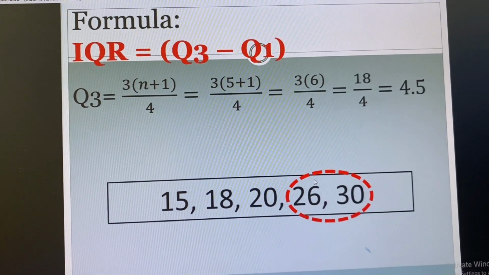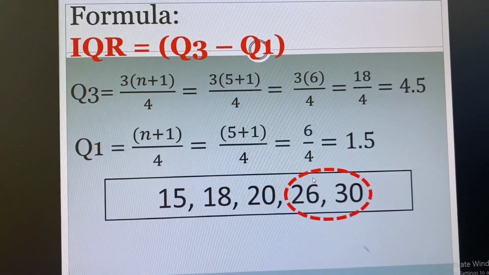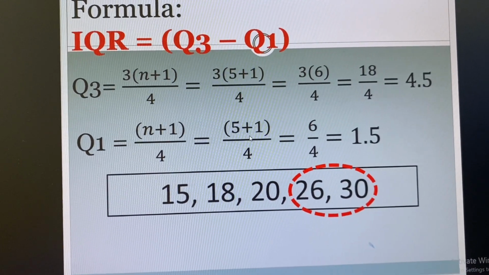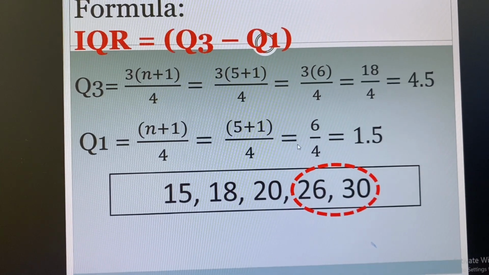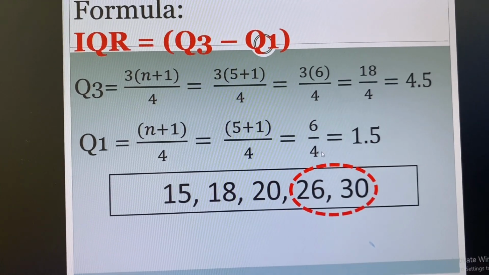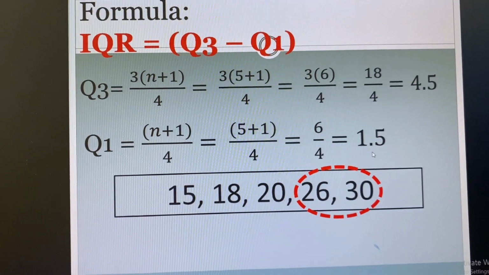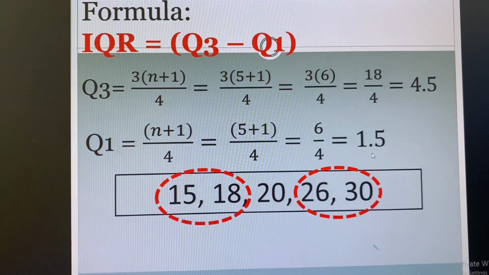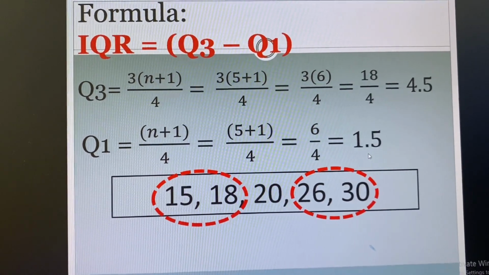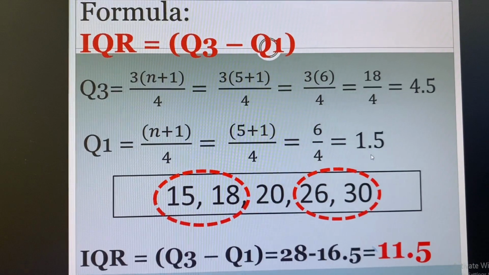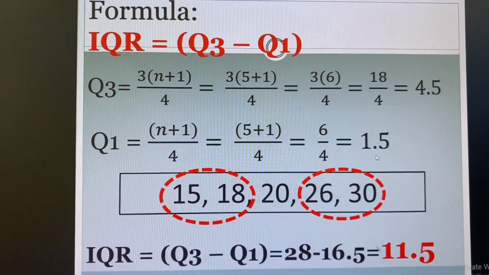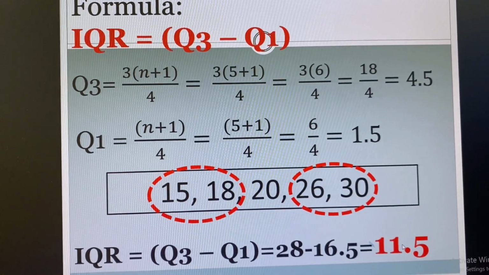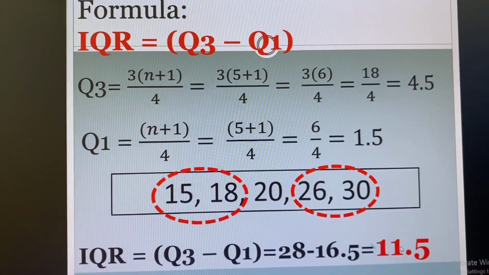Then let's solve also for Q1. So Q1 equals (n plus 1) over 4 equals (5 plus 1) over 4 equals 6 over 4 equals 1.5. So 1.5 is located somewhere here between 15 and 18. Now, to find IQR, by substitution, we have now 28 minus 16.5 equals 11.5. So the answer here is 11.5.